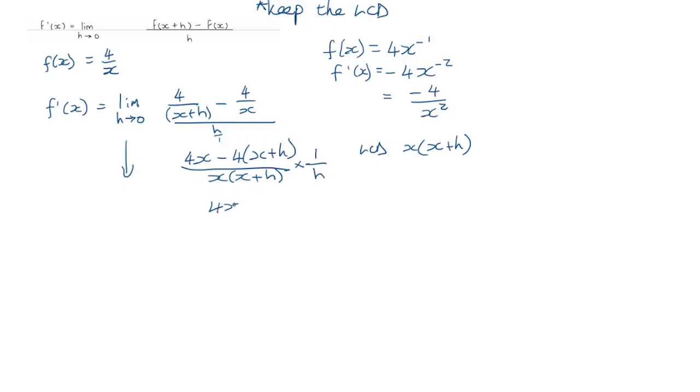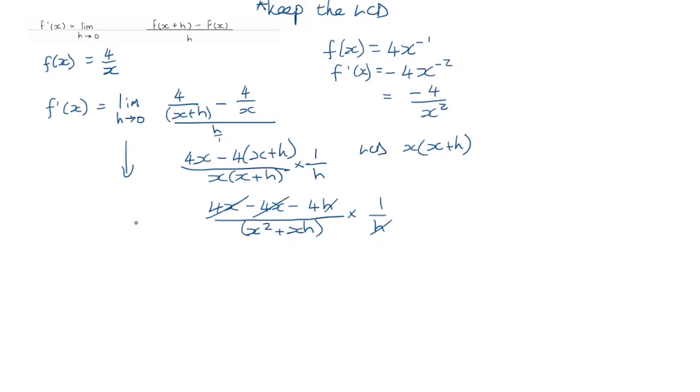So 4x minus 4x minus 4h. And on the bottom, I've got x squared plus xh. I'm just going to keep that in brackets again to be safe. And over h. The 4x minus 4x will disappear. And I can cancel the h on the bottom with the h on the top.